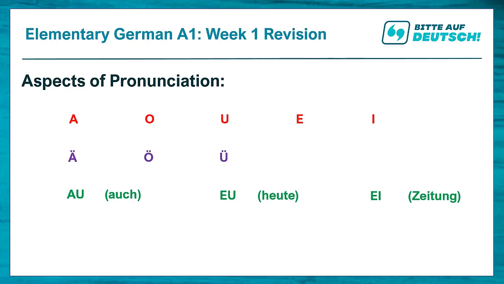Furthermore, we have the combination of E and I, which is pronounced like ai, as in the word Zeitung.